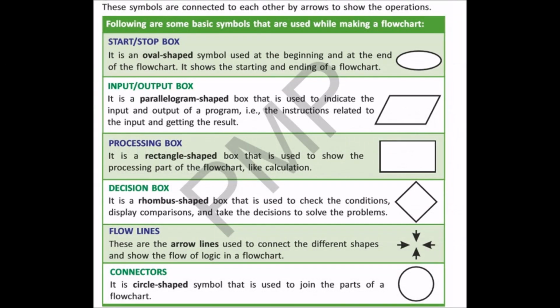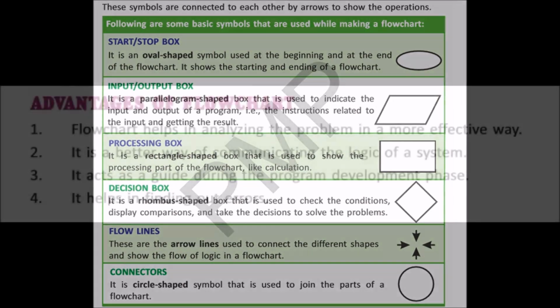Here is a table showing you some basic symbols that are used while making a flowchart, like oval for stop and start, parallelogram for input and output, rectangle for processing, rhombus for decision, arrow for flow lines and small circles for connectors if flowchart is moving to next page.